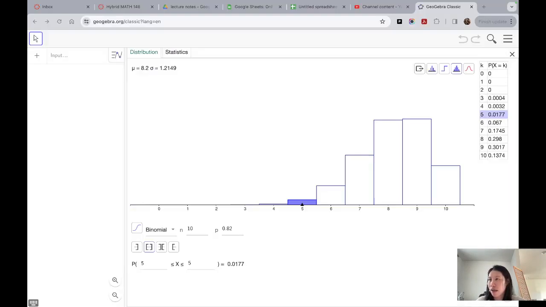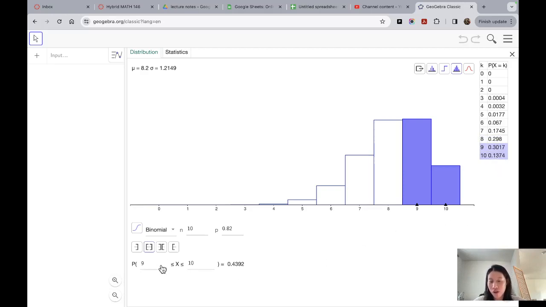Okay, now look back to GeoGebra. When x equals 9, it is 0.3017. When x equals 10, it is 13.1374. You want to add these two together so that you will get x between 9 and 10.